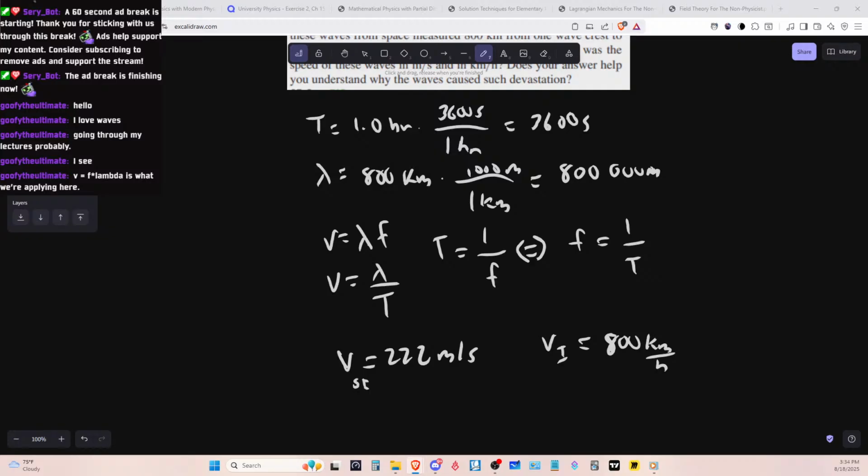I'm forgetting how to spell equivalence. There we go. Equivalence to, let's say, 100 meters per second. Let's go with that, that way we'll get a good category. Okay, so 100 meters per second is equivalent to approximately 229.7 miles per hour. So it's over 200 miles per hour waves hitting you.